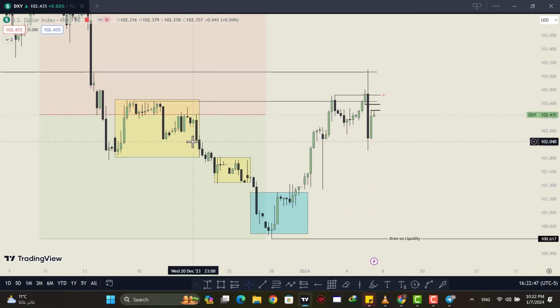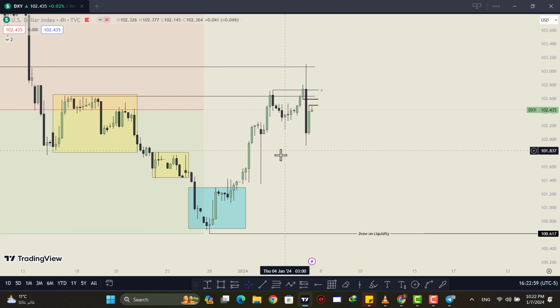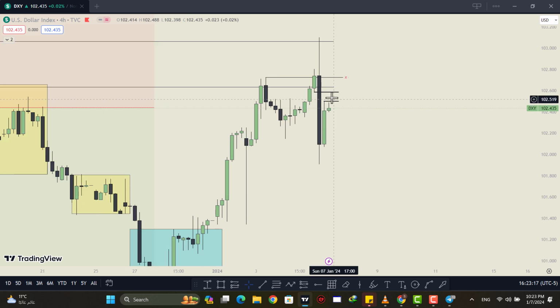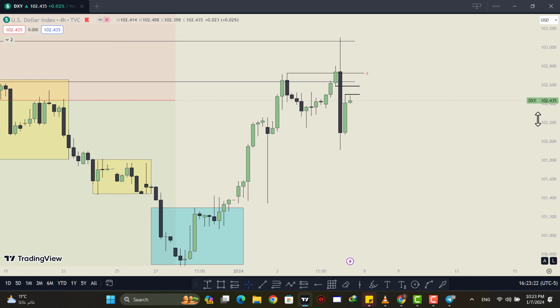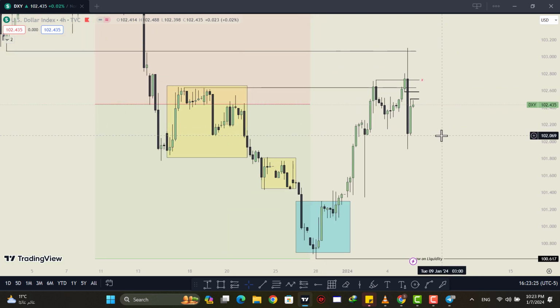On the 4 hour, we had the market maker buy model at first. So this is the smart money reversal, and we targeted this original consolidation and the weekly inefficiency at premium. And now we are looking at the potential market maker sell model. So this could be the smart money reversal right here. As you can see, we traded higher, cleared liquidity from here, and then we expanded and broke market structure. So now I'm interested in this 4 hour fair value gap. I'm gonna watch it closely, and then I will look for lower time frame entries.